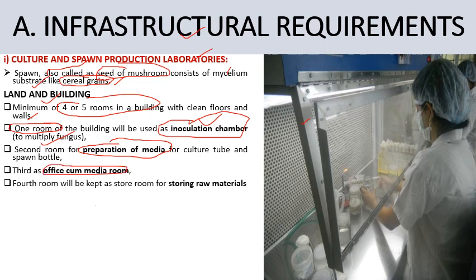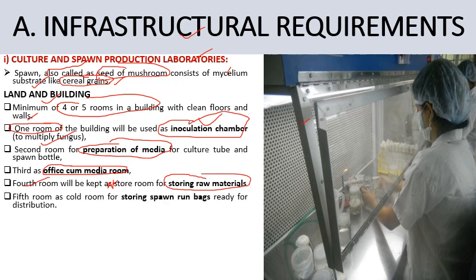Then in the fourth room we will keep and store the raw materials. The fifth room acts as a cold room for storing spawn bags ready for distribution. The spawns which are ready are stored there at cold temperature, and we can sell them.